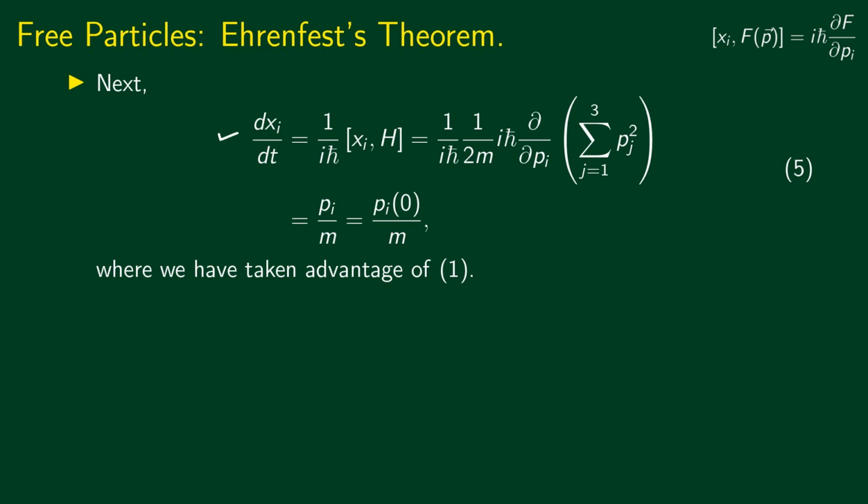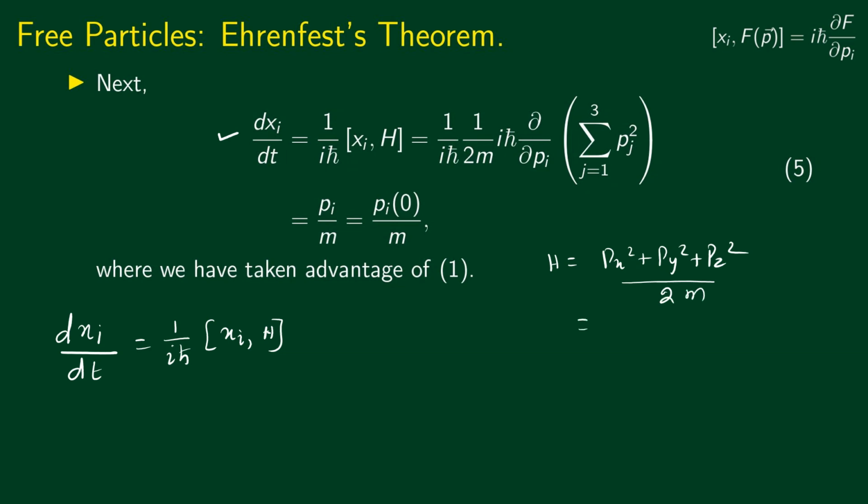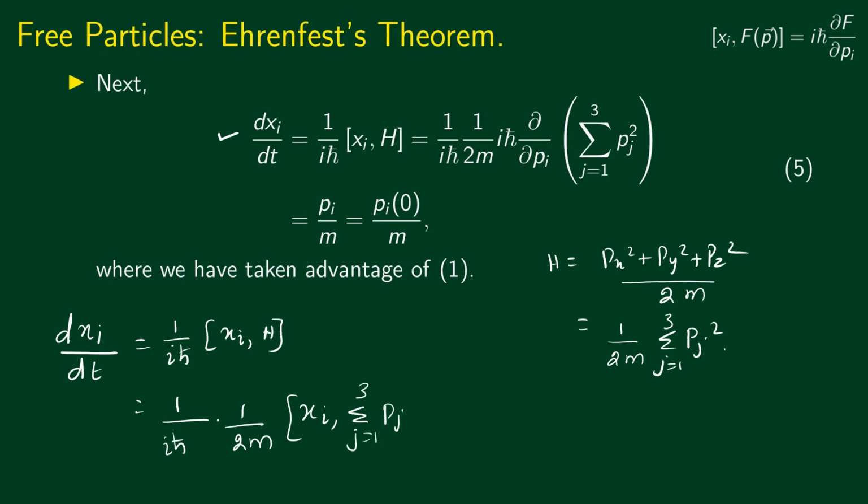Let's now find dxi/dt. According to the Heisenberg equation of motion, dxi/dt is simply 1 divided by iħ, the commutator of xi with the Hamiltonian. Now the Hamiltonian itself is (px² + py² + pz²) divided by 2m, which can be written compactly as 1 divided by 2m, the sum over j equal to 1 to 3 of pj². So this can be written as 1 divided by iħ, the 1/2m can be pulled out, multiplied by 1/2m, and then the commutator of xi with the sum over j equal to 1 to 3 of pj².